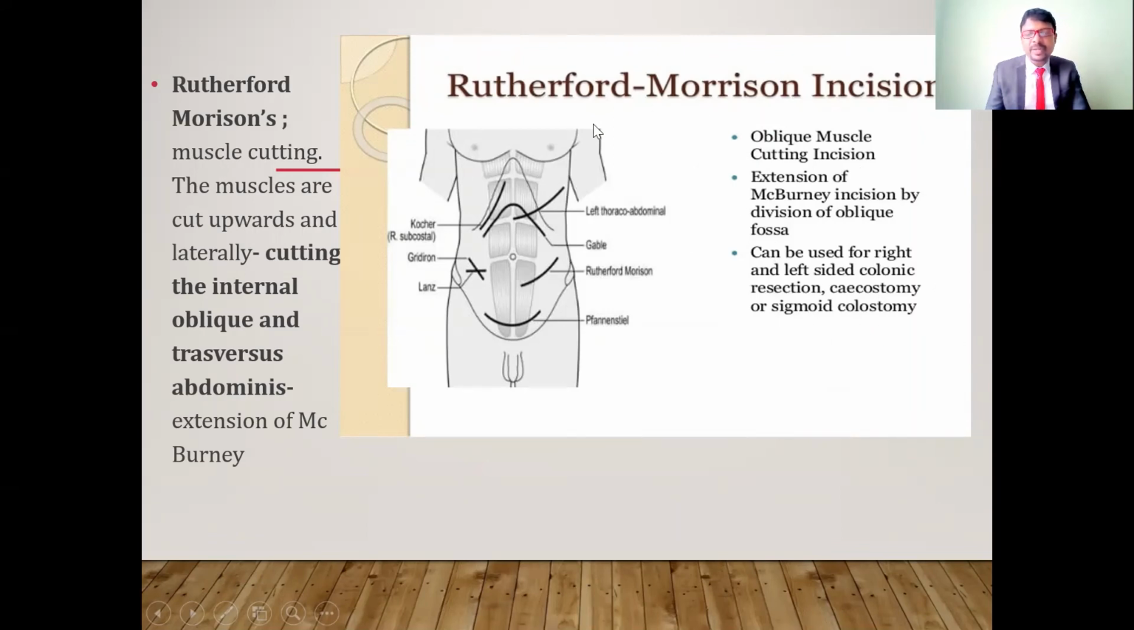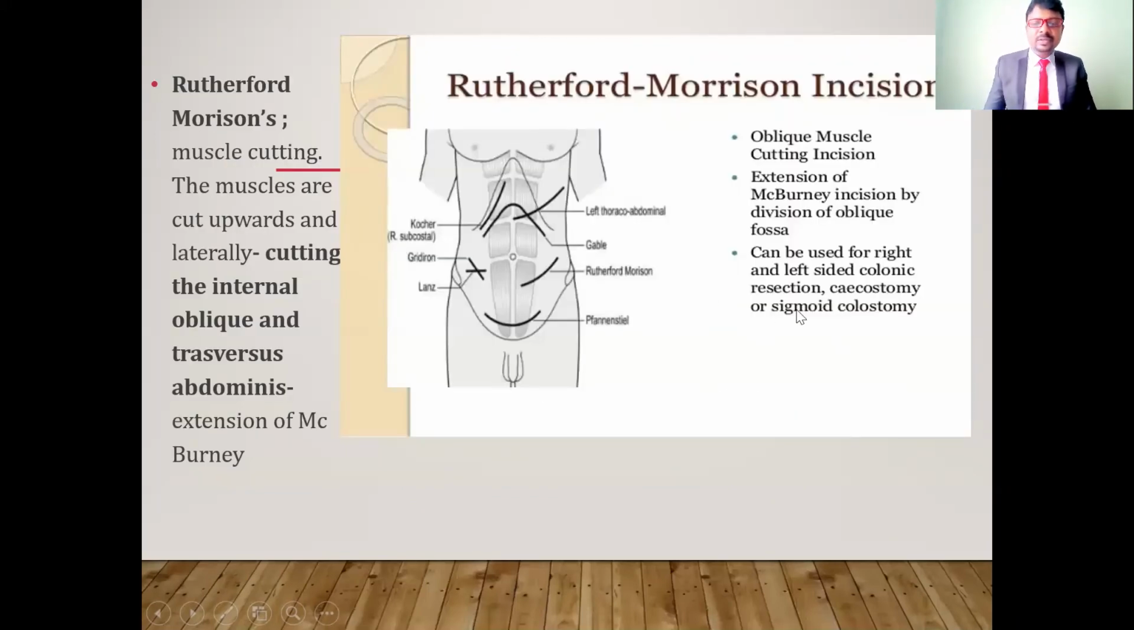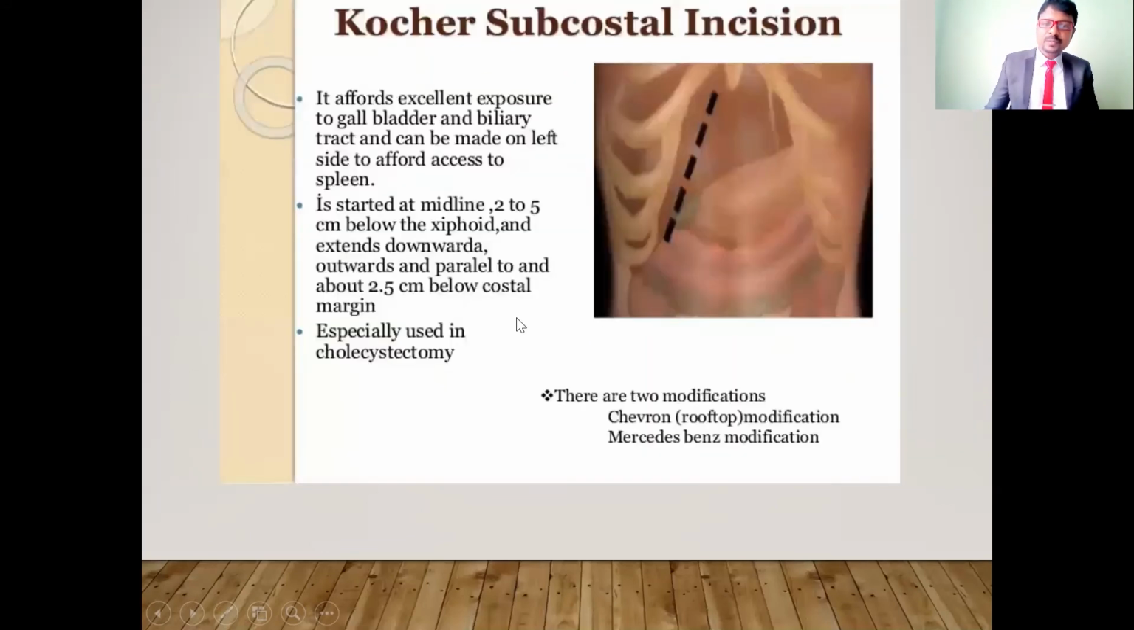So the Rutherford and Madison incisions are used not only for appendicitis, but also for cecostomy and sigmoidocolostomy. Here we are going to make the incision through the oblique muscles. So this is about the Rutherford and Madison incisions.